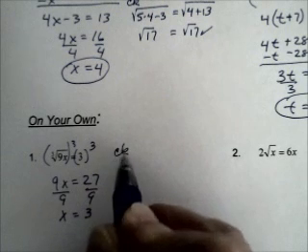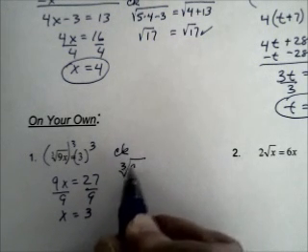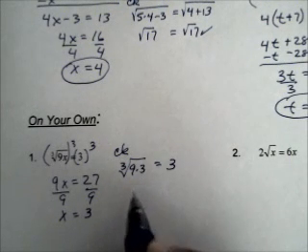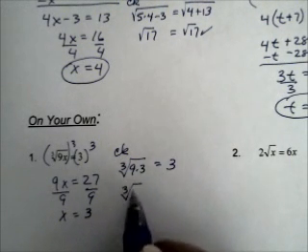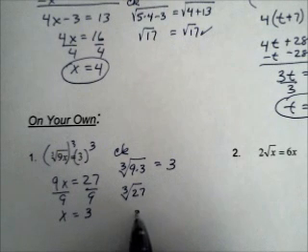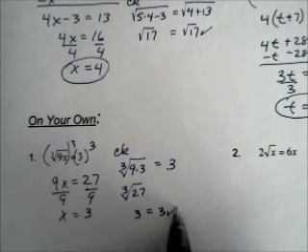Check. Is the cube root of 9 times 3 equal to 3? 9 times 3 is 27. The cube root of 27 is 3. So yes, 3 equals 3.